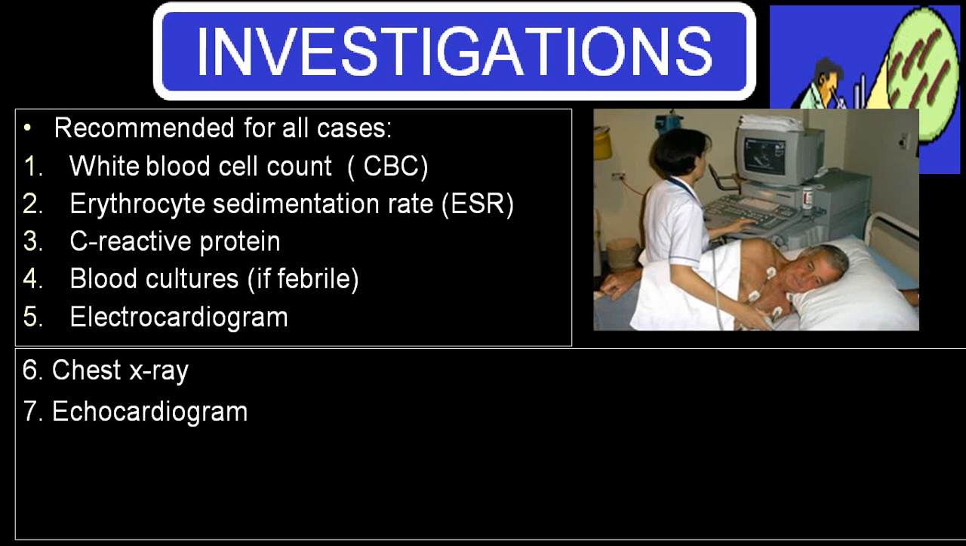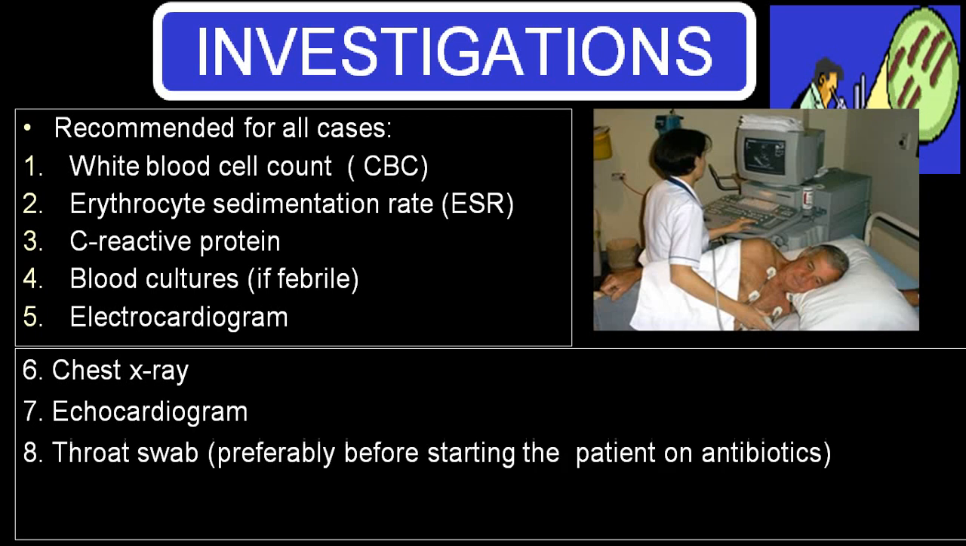In echo, vegetations, involvement of the mitral valve, aortic valve, and involvement of the pericardium in the form of pericardial thickening and pericardial effusion suggest involvement of the pericardium in acute carditis. You can also have involvement of the myocardium, which can be demonstrable on echo.